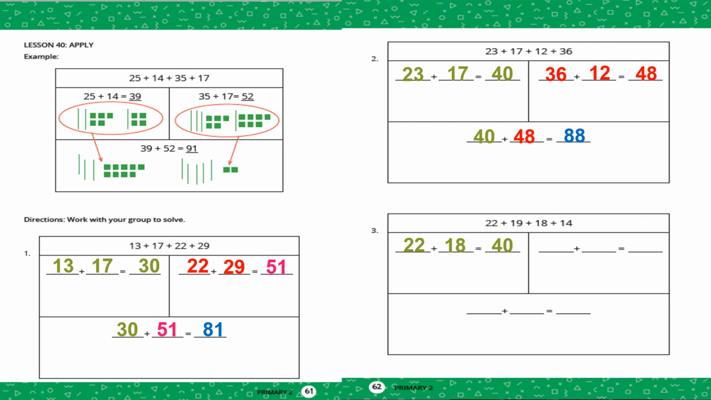Then we will put two numbers together. 19 plus 14. 9 plus 4, after 9, 10, 11, 12, 13. We will put 3 and carry up 1 in tens. 1 plus 1 equals 2. 2 plus 1 equals 3. 33. Finally, we will put 40 plus 33.